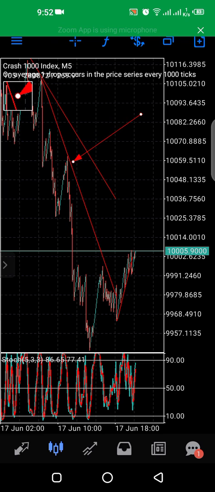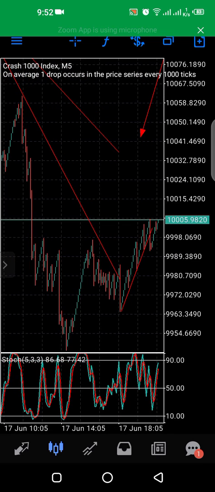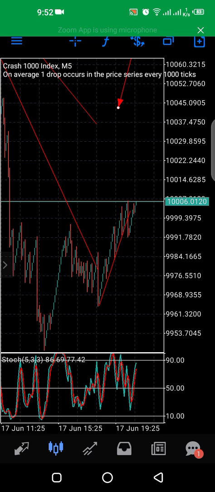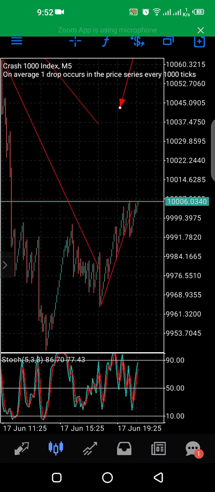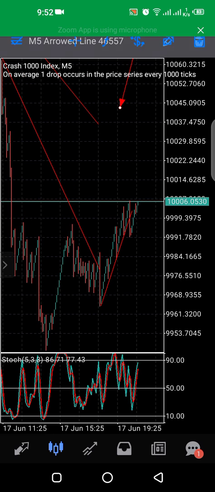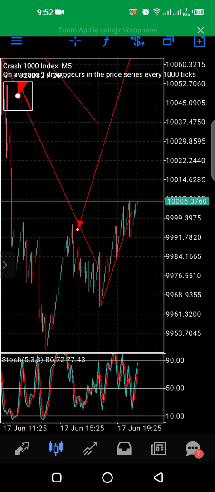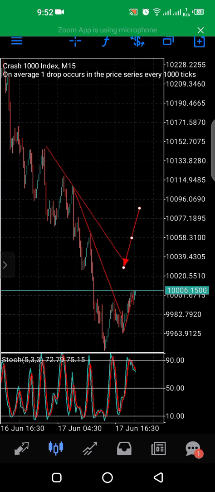But I'll choose this as the second one. It happens here, it happens here, then definitely it will happen here, which happened. You can see it happened at this point, and we have a spike, and it gets to this point. So that's exactly what I want to show you on the screen. Now let's go back to higher time frame.